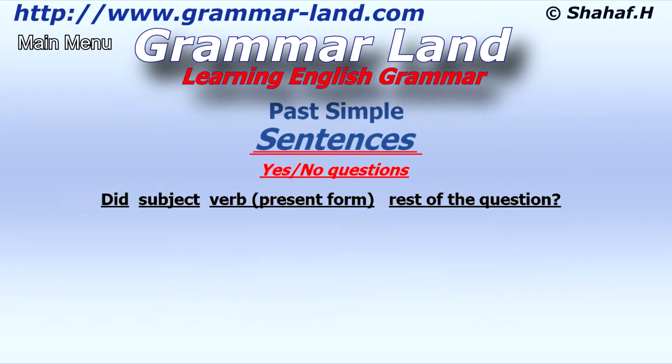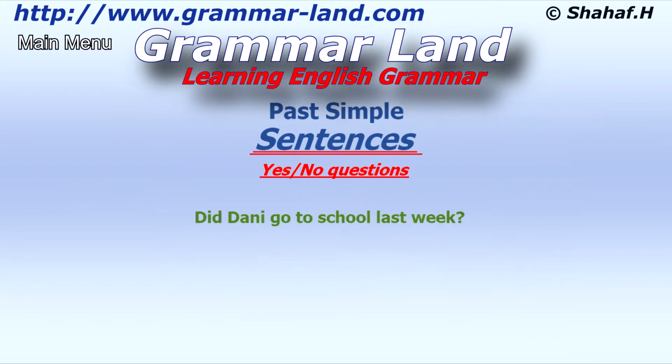Yes/no questions. The question always starts with did. Then comes the subject. After the subject comes the verb, in its present tense form, and then, the rest of the question. Did Danny go to school last week? According to the structure above, the sentence starts with did, followed by the subject Danny. Then, the verb go, in its present tense form, followed by the rest of the question.